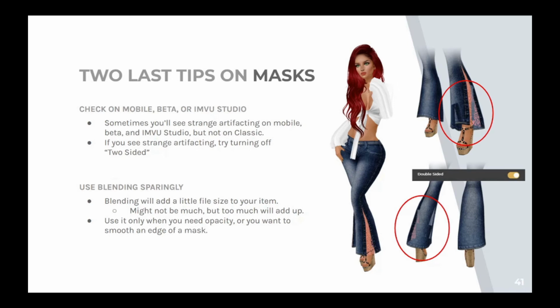One thing I noticed is that when I built these jeans in Classic, everything looked perfect, everything went great, and I put it in the shop. Then one day I was looking at them on my phone because I like to look at things on the phone and make sure everybody is getting the right experience. And I noticed this strange artifacting happening. I didn't just see it on these jeans. I saw it on a couple of dresses I made and other items like that. And it bewildered me.